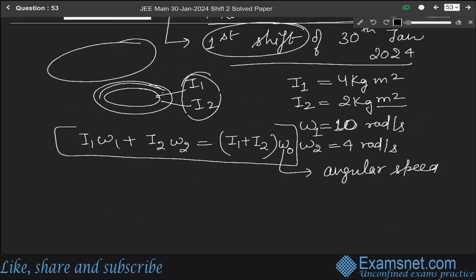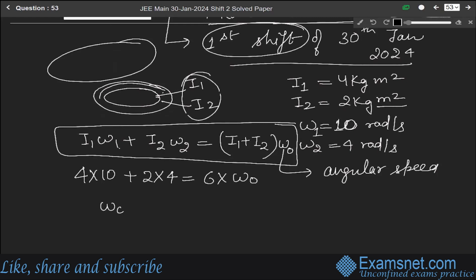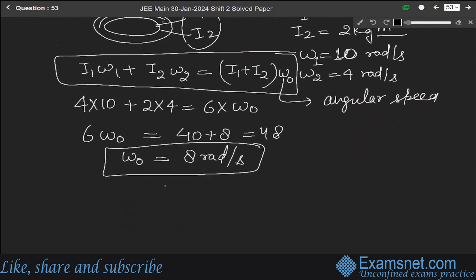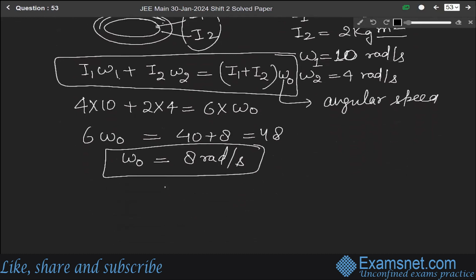Now I1 is 4, omega 1 is 10, plus I2 is 2, omega 2 is 4, equals I1 plus I2, means 4 plus 2, 6 into omega naught. So 6 omega naught will be equal to 40 plus 8, 48. So omega naught will be 8 radian per second, means when the two disks coincide with each other, at that time their combined angular speed will be 8 radian per second.